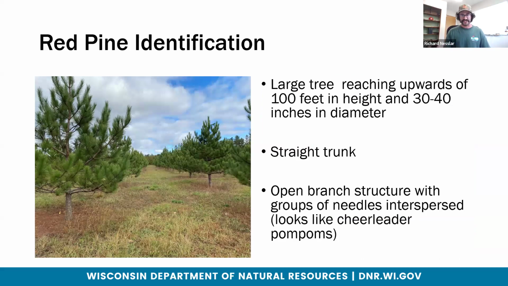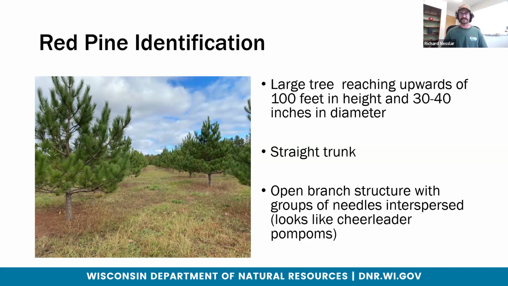So, red pine identification. Red pine is going to be a large tree. It can reach upwards of 100 feet in height and 30 to 40 inches in diameter. Trees of that size are more so going to be found in river bottoms and areas like that. If you're looking more in heavily managed plantations and places like that, it's going to be more 12 to 20 inch diameter and about 60 to 70 feet.